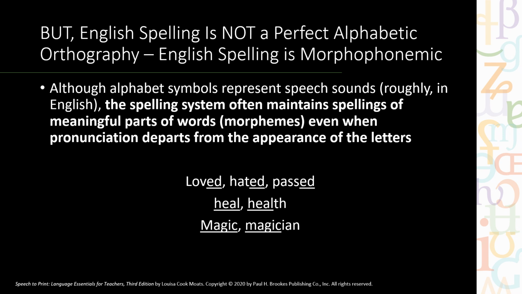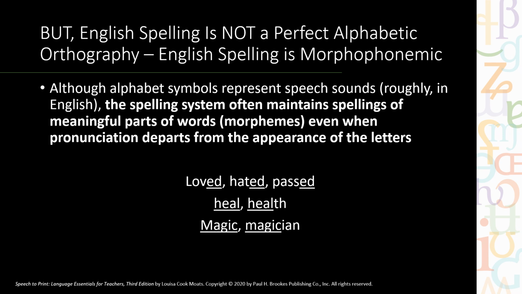In this way, it's not a perfect alphabetic orthography, it's what we call morphophonemic. English spelling is as much based on meaning of the words as it is based on sound-symbol correspondence. Let's look at a few examples.